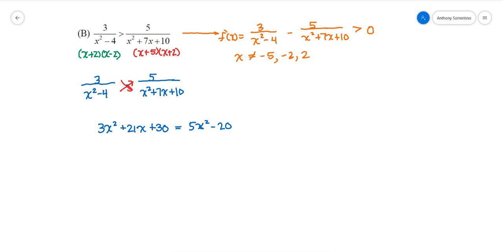Now I want to get this set equal to 0, so I'm going to subtract 3x squared from both sides, subtract 21x from both sides, and subtract 30. So when I do that, I get 2x squared minus 21x minus 50.